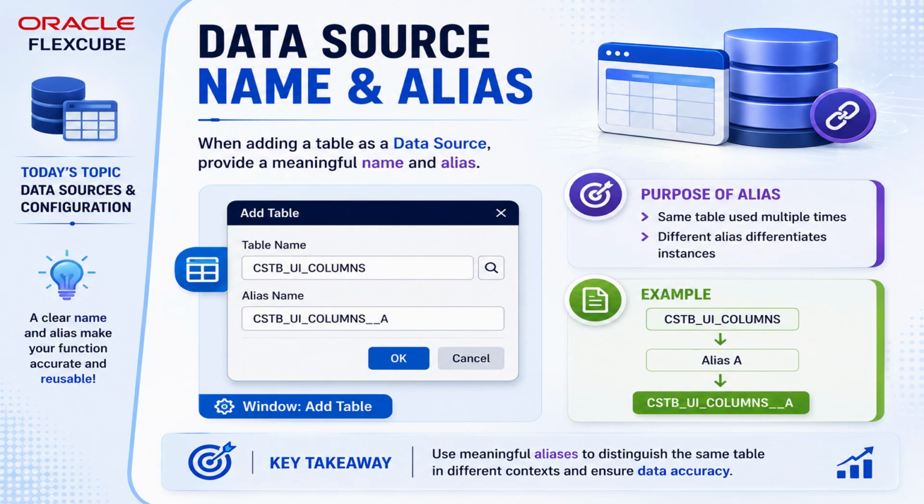Data source name and alias. When adding a data source, the developer selects the data source name from the available list of values. This list retrieves the objects available in the business schema. An alias name is useful when the same table is used more than once in the design. Different aliases allow the developer to distinguish between different instances of the same table. For example, if the table name is CSTB_columns and the alias is A, the resulting data source name becomes CSTB_columns_A.